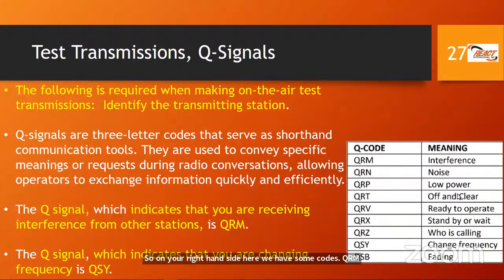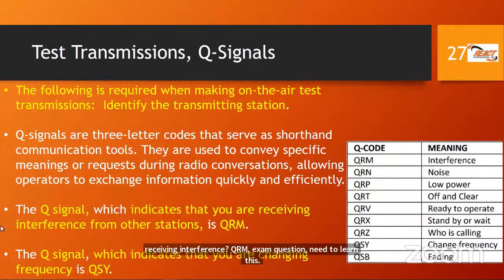But for the exam, we have a couple of Q codes that we need to learn. So again, these are like abbreviations. The Q signal which indicates that you're receiving interference from other stations is QRM. Right? You're telling that person that you are receiving interference. QRM. Exam question. Need to learn this.